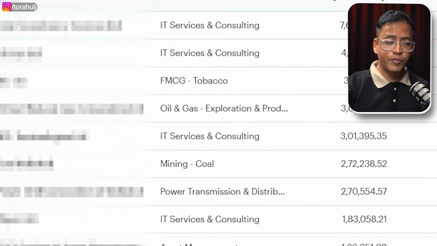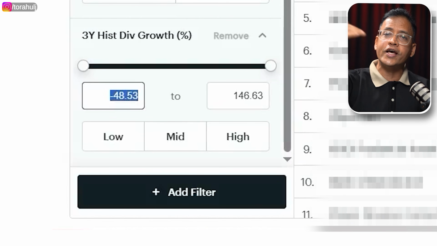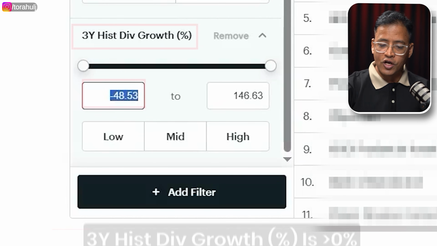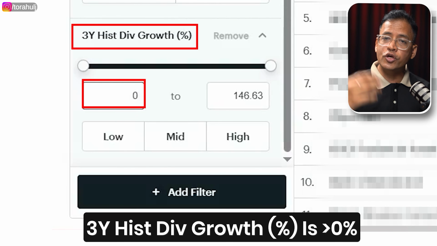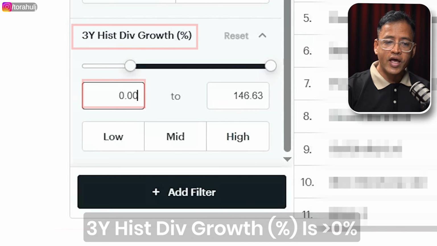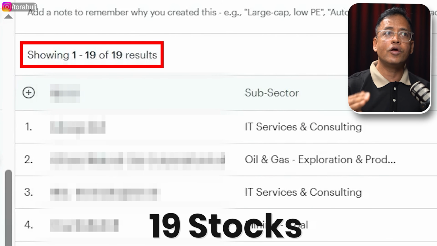Therefore, I'm going to say, give me only the ones where the dividend growth has been higher, at least it's been positive. So I'm going to say anything which is more than 0% is what I want to include here. And I get only 19 companies who have consistently grown their dividend payouts.